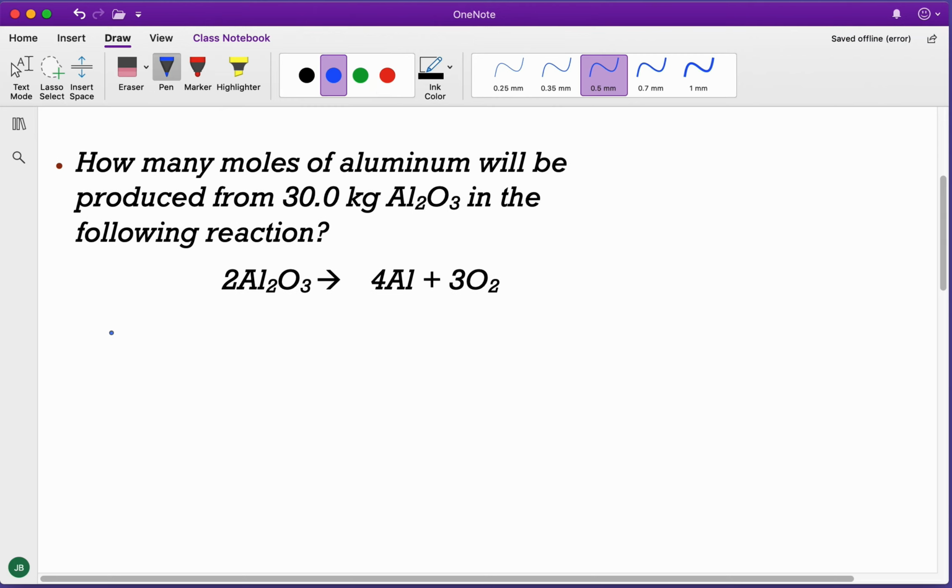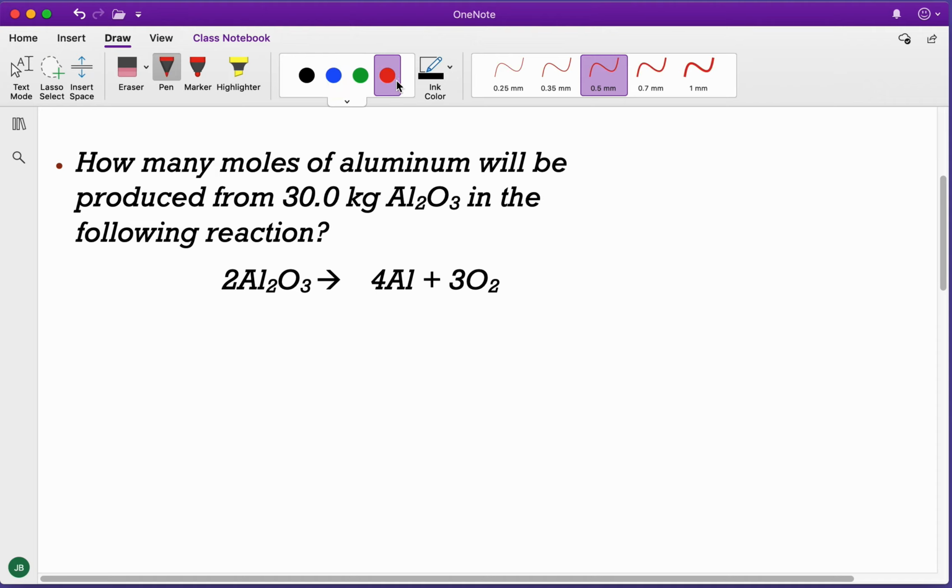All right, so let's go ahead and solve this problem. How many moles of aluminum will be produced from 30.0 kilograms of aluminum oxide in the following reaction? So first of all, we need to know what type of problem this is. This is going to be a mass to moles problem. Let's go ahead and write our knowns and our unknowns.